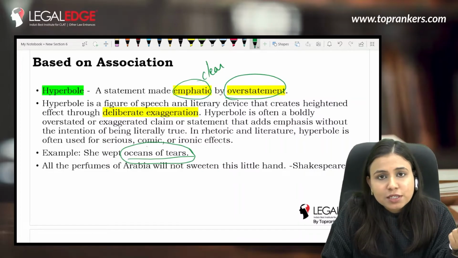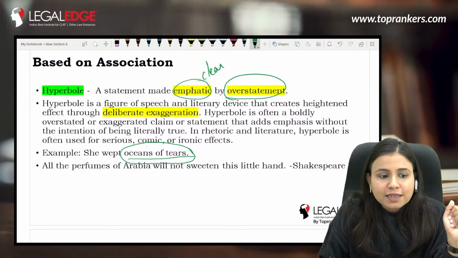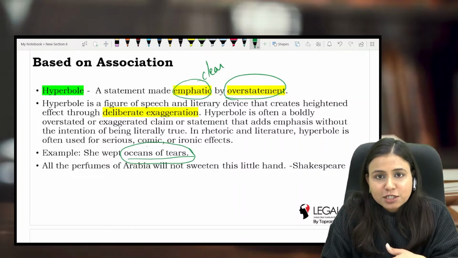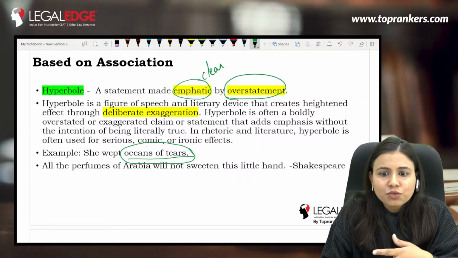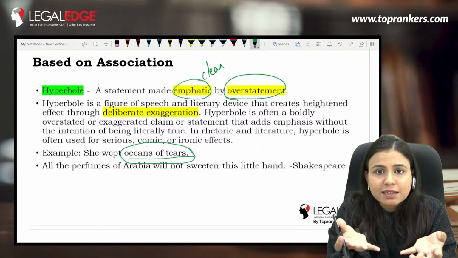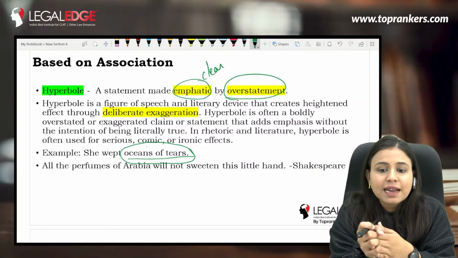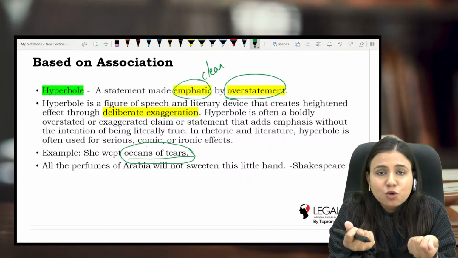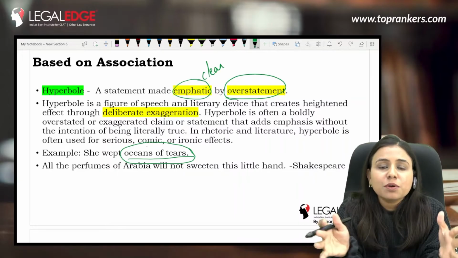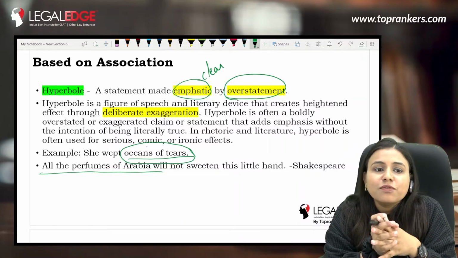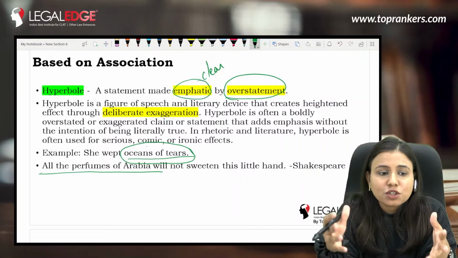Similarly, in the second statement, a quote taken from Shakespeare's Macbeth, Lady Macbeth is saying, all the perfumes of Arabia will not sweeten this little hand. That means she had committed the crime and now she is faced with the tragedy and trauma of it, and she can see the blood in her hands again and again. She feels that the rotten smell of blood is so much there that it will not be sweetened by all the perfumes of Arabia. Now, this is an exaggeration again, right? So this is the first figure of speech based on association called hyperbole.